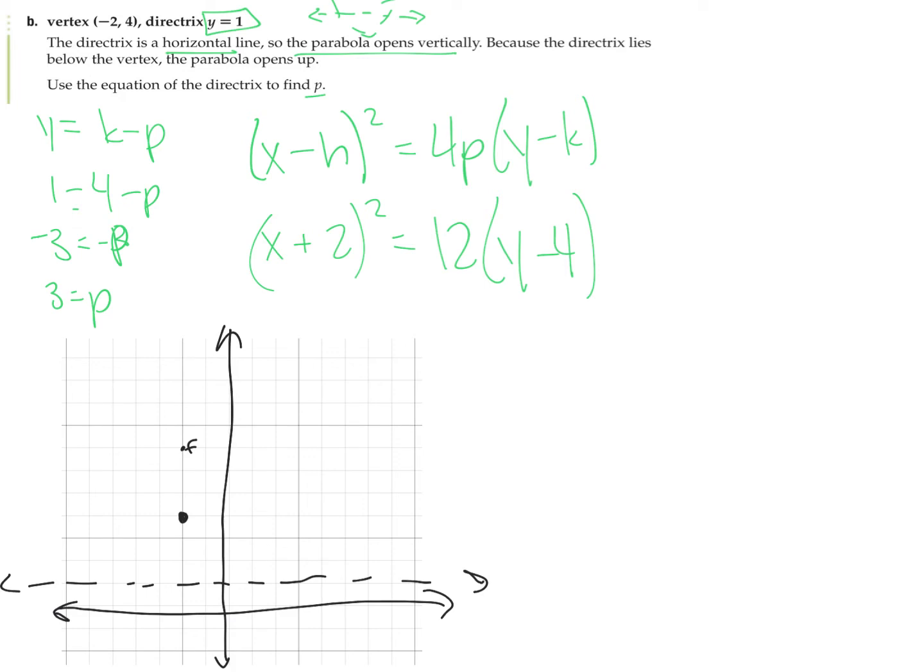So then everything's going to be equal distance apart. I'm just going to go ahead and pick a couple points. I'll pick 6. Why not? And I'm trying to figure out. Let's do negative 8.